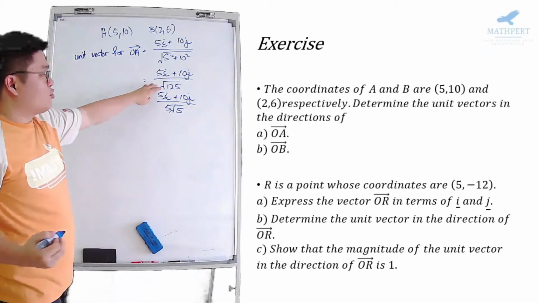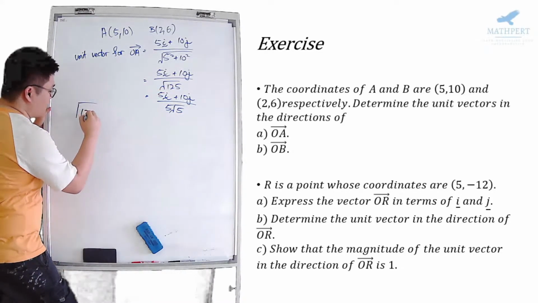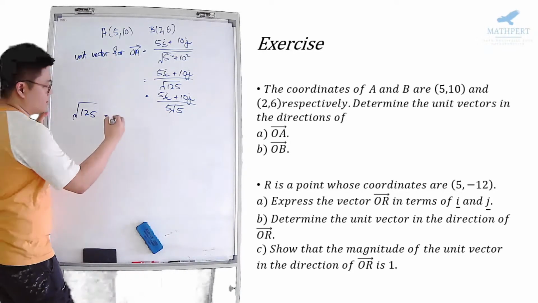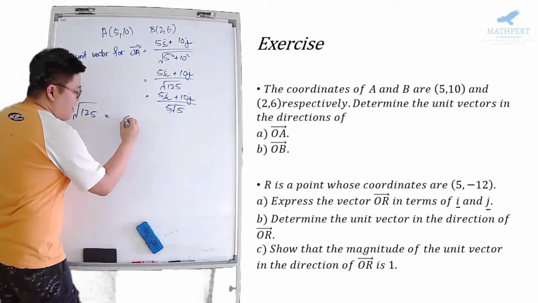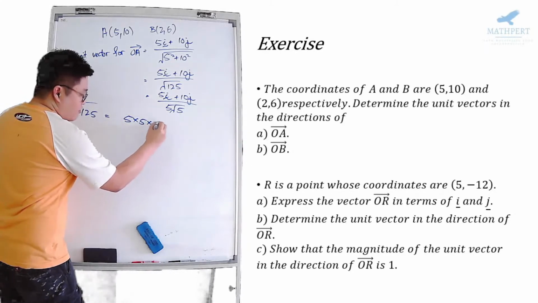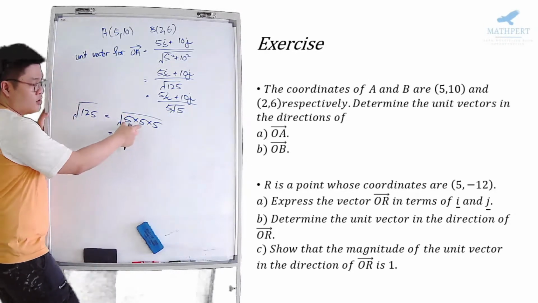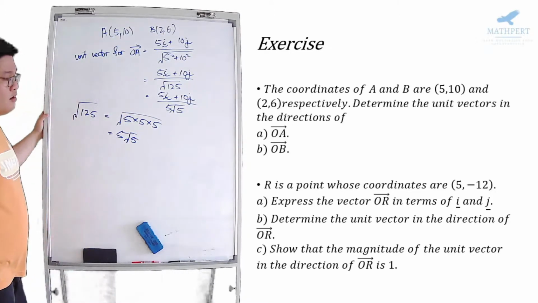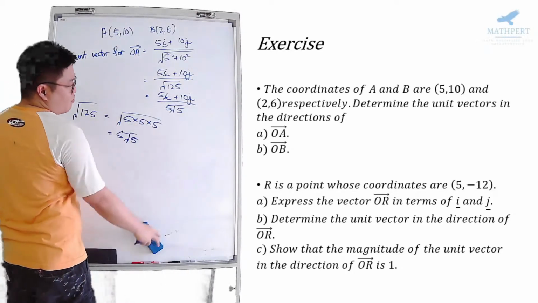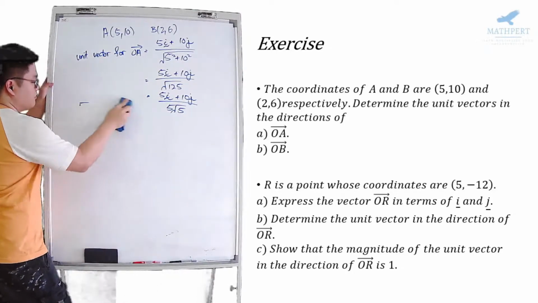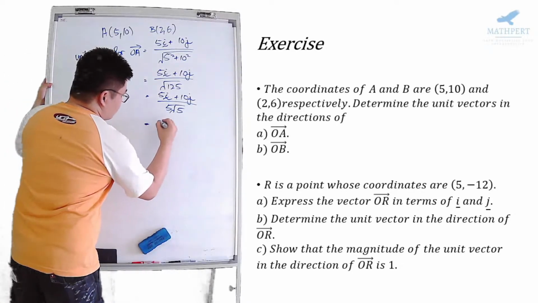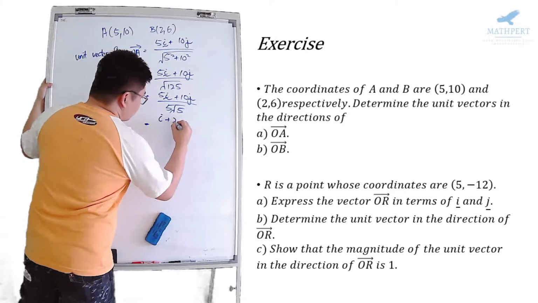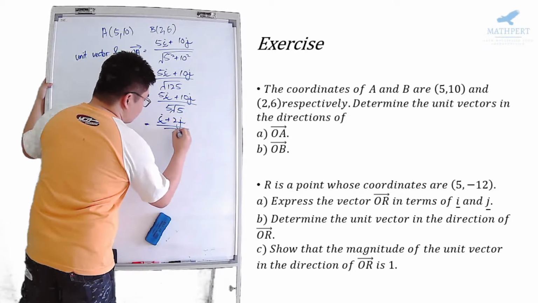So how do I get square root 125 as 5 square root 5? 125 is equal to 5 multiplied by 5 multiplied by 5. So these two, I take out, it will become 5 square root 5. Then we can simplify 5, 5, 10, and it will become i plus 2j over square root 5.